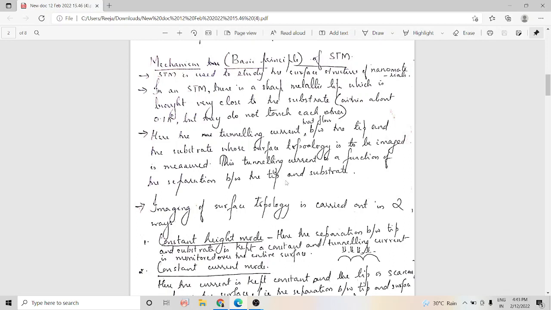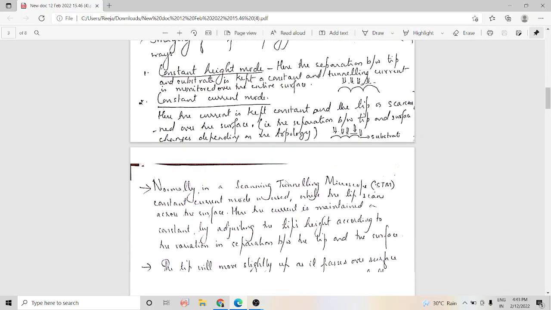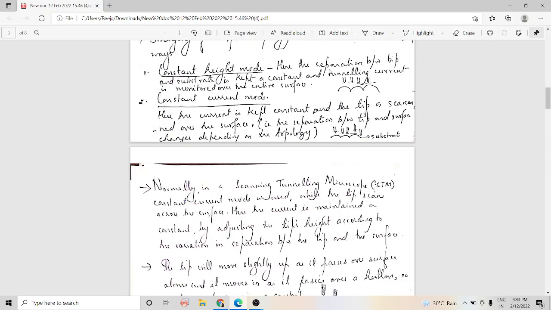Now, imaging of the surface topology is carried out in two ways. One is the constant height mode. That is, you keep the separation between the tip and the substrate constant.